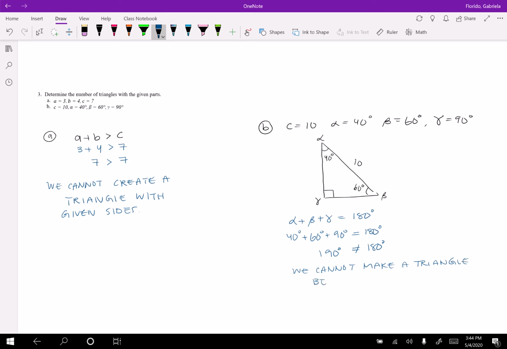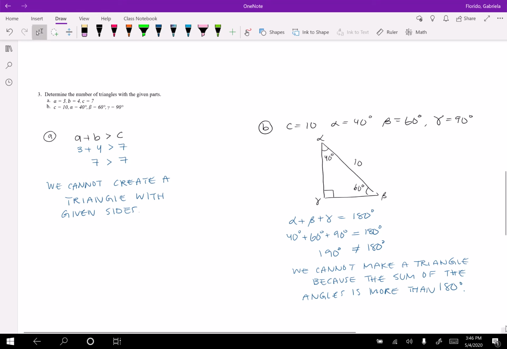Again, because the sum of my angles is more than 180 degrees.